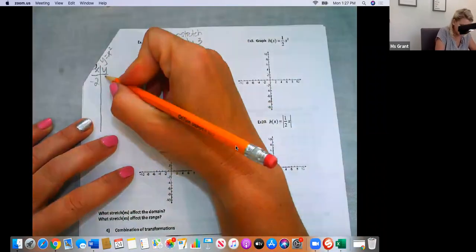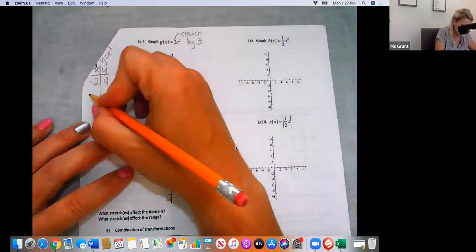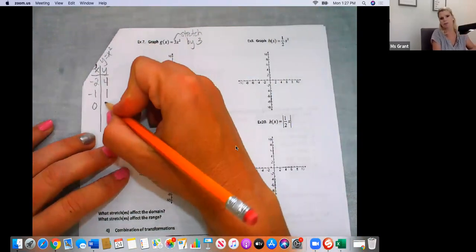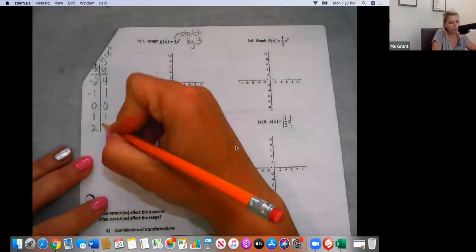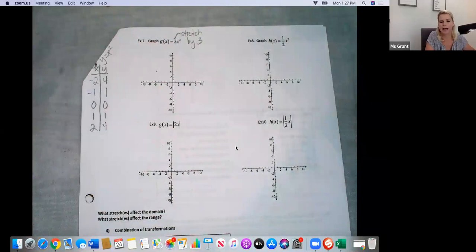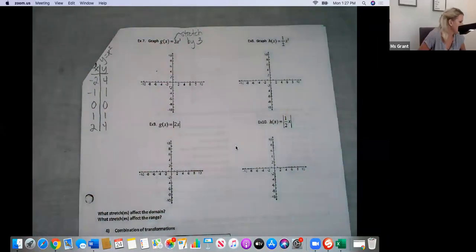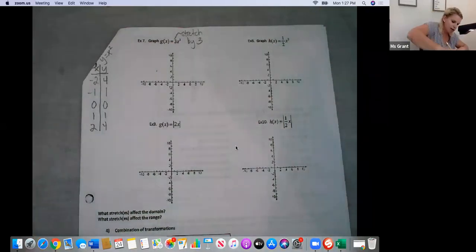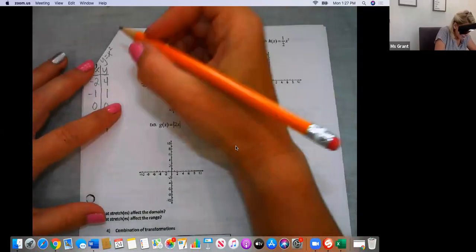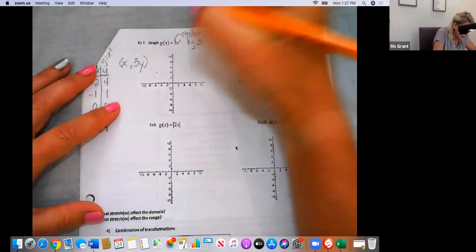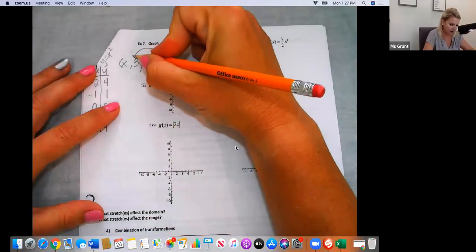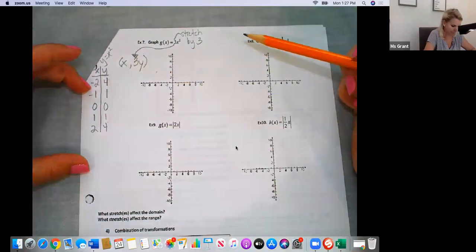2 squared is 4. -2 squared is 4. -1 squared is 1. 0 squared is 0. 1 squared is 1. 2 squared is 4. So that's easy to even do in your head. But when I'm given a 3, I'm going to actually change my table of values, and my ordered pair is going to be x comma 3y. I multiply the y values of my parent function by 3.